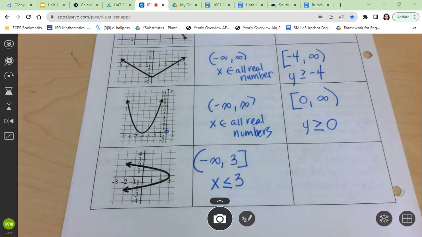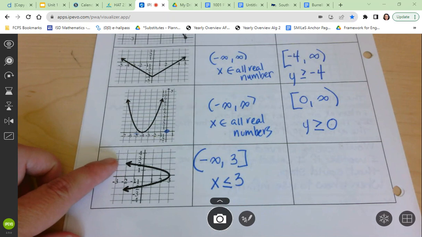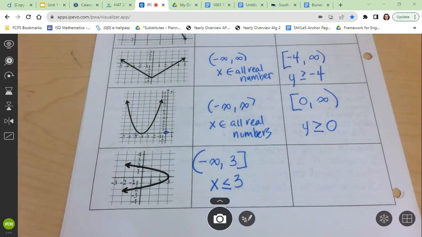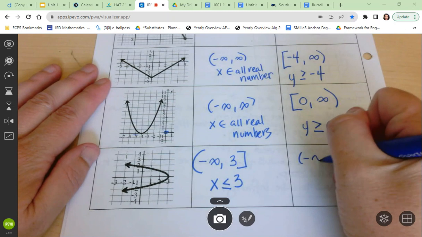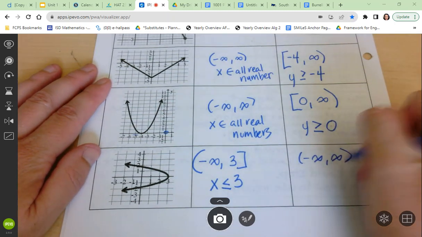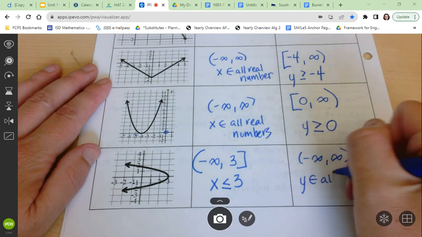For the range, you have this arrow here. It's going left, but it's also going just a little bit down. And you have this arrow here that's going left, but also a little bit up. So since we're going all the way down and all the way up, that would be what? Yeah. It is from negative infinity to positive infinity, and so y is an element of all real numbers.